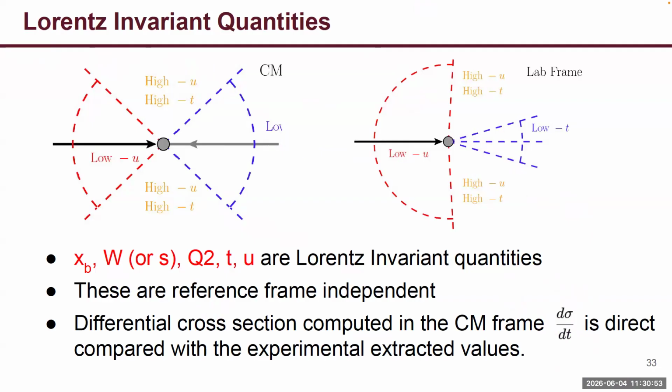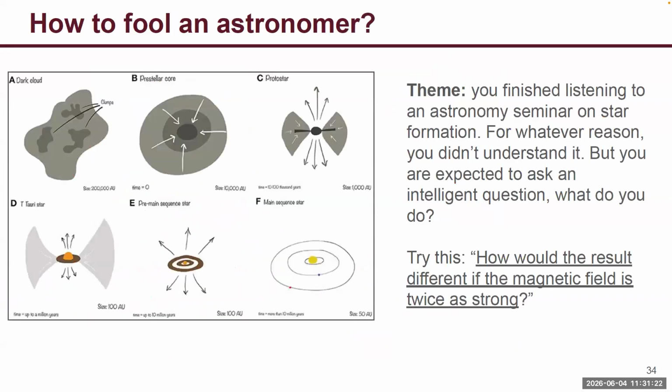Make sense? These are all Lorentz invariant quantities. It doesn't matter which reference frame, these quantities stay the same. So that's why the Jefferson Lab d sigma dt experimental results can be directly compared with the experimental results at the EIC if they are all d sigma dt. Make sense? We don't have to do the Lorentz boost. So we have learned the language of ep scattering. Of course, we have to brush up on that and revise it.